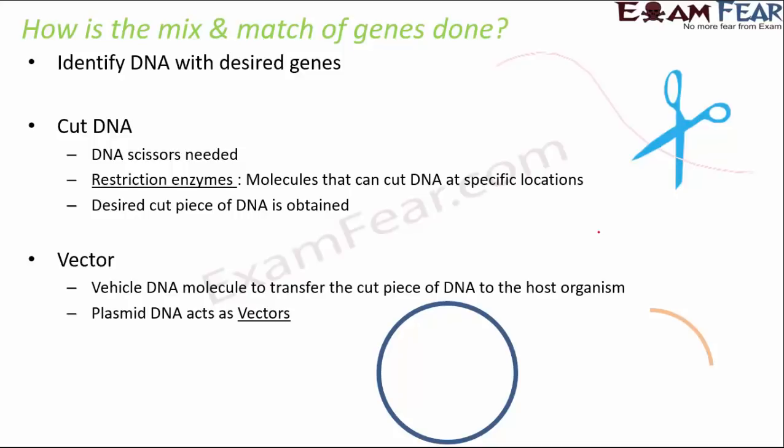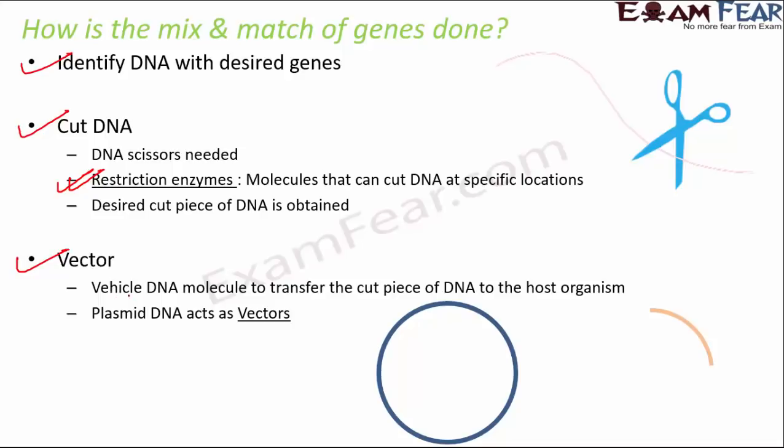For example, first of all, DNA with the desired genes is identified. Then the DNA is cut. And how do we cut the DNA? By using scissors. Now, what are these scissors? They are not the scissors that we normally use to cut papers. These are DNA scissors, which are restriction enzymes. These are those enzymes which can cut DNA at specific locations. Now, the desired cut piece of DNA is obtained. With the help of these restriction enzymes, you cut the desired piece of DNA.